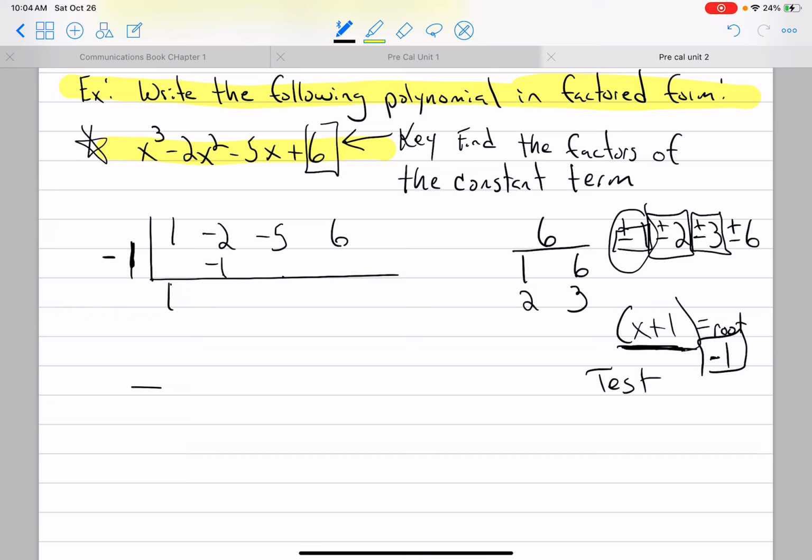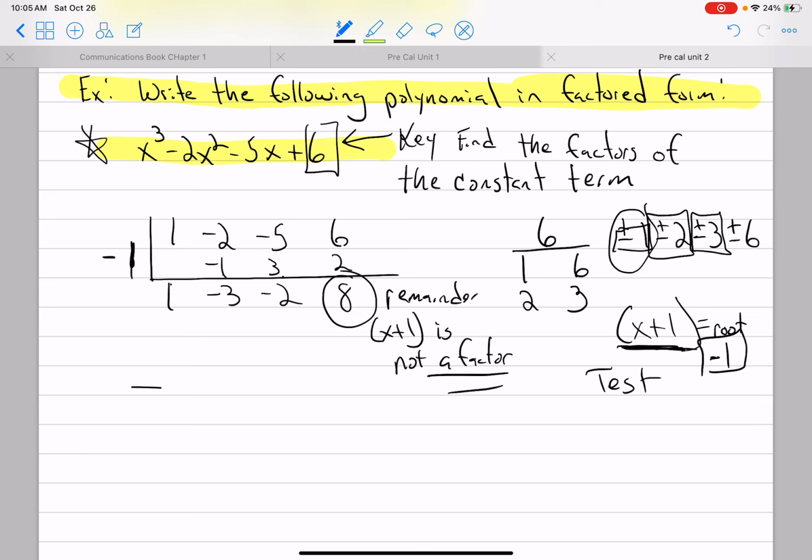Negative 1 times 1 is negative 1. Negative 2 plus negative 1 is negative 3. Negative 1 times negative 3 is 3. Negative 5 plus 3 is negative 2, and negative 1 times negative 2 is positive 2. Notice I end up with a remainder, which means that x plus 1 is not a factor. I chose poorly, and I'd have to try something else, okay? So if I get that remainder in synthetic division, that means that's not one of the factors I'm going to have to use.